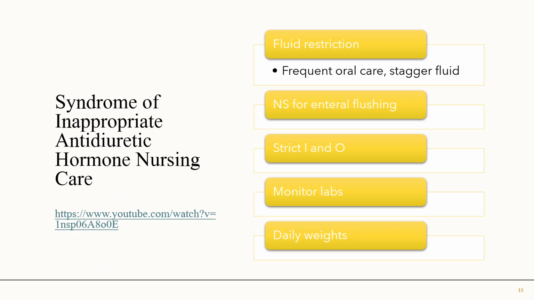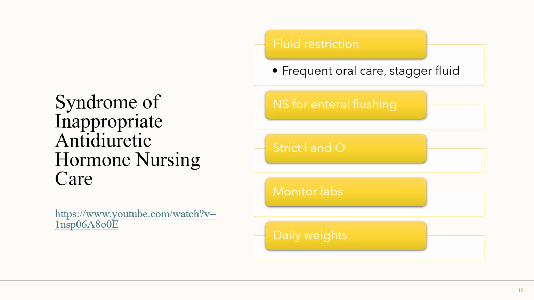You should closely monitor and maintain strict intake and output, and promptly report any decrease in urine output. Laboratory values should be monitored closely, paying attention to decreasing blood sodium and serum osmolality, along with increasing urine sodium and osmolality indicating resolution. Daily weights are essential.